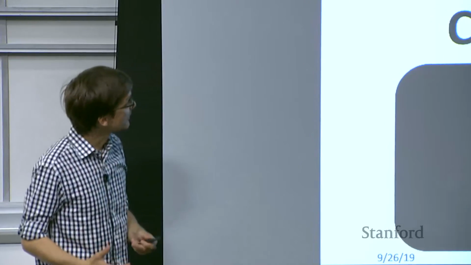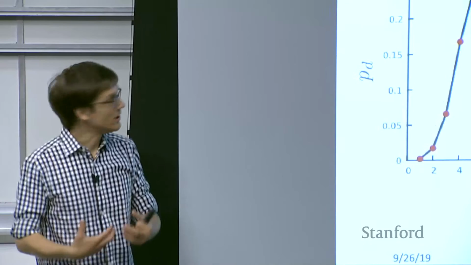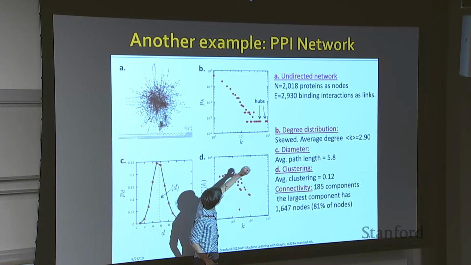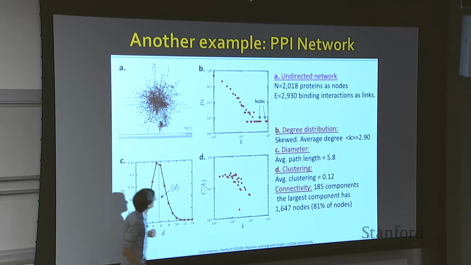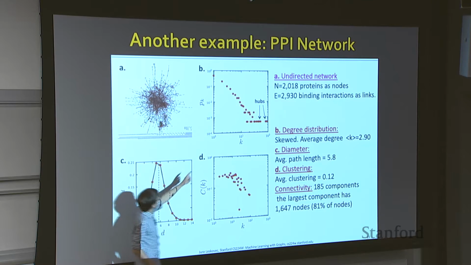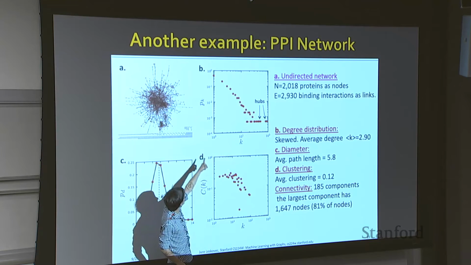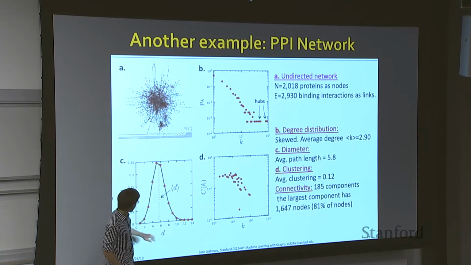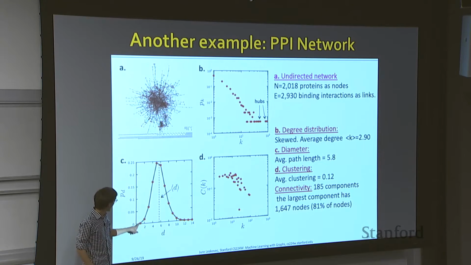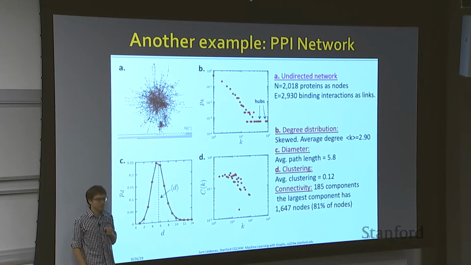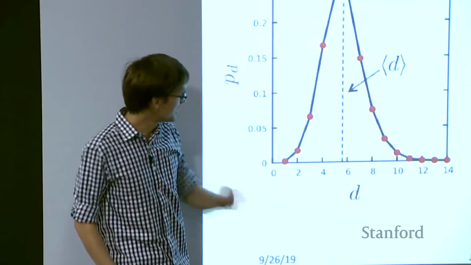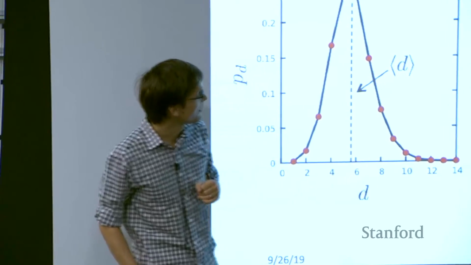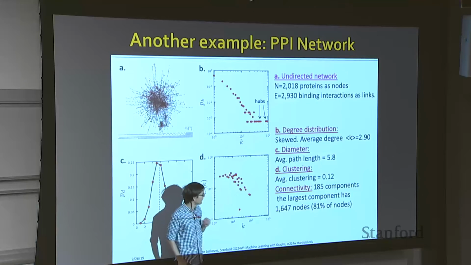I show you that in a very different domain, in biology, if you take a protein-protein interaction network with 2,000 nodes and about 3,000 connections, you see similar things. This is the degree distribution on logarithmic axis, and you see how it looks similar to what we had before. Here is the distribution of shortest path lengths, something very similar to what I showed you for Microsoft Instant Messenger. Here, the average shortest path length, I think, is 5.8 or something like that. And this is the distribution of clustering coefficient.